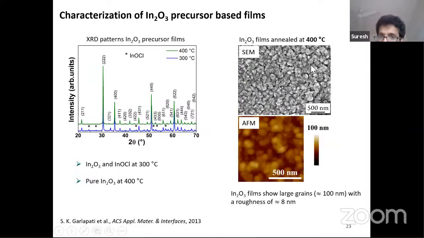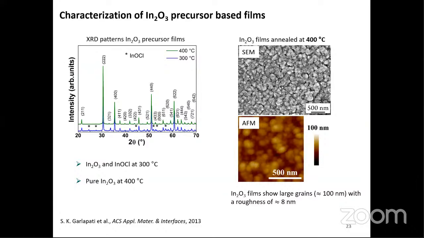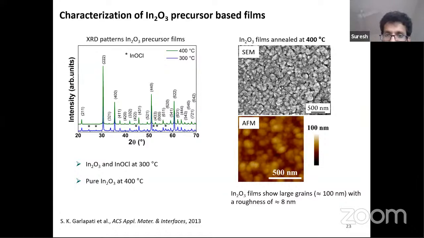So then I did the SEM and AFM analysis. Again, I want to ask you, not testing, just so that we can recall, what is SEM? Does anyone know what is SEM? Scanning electron microscopy. Yes. What is the principle of scanning electron microscopy?